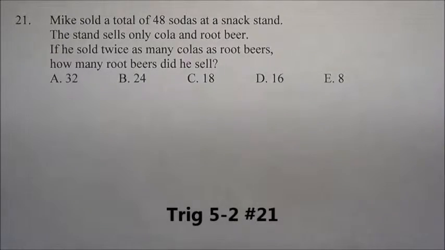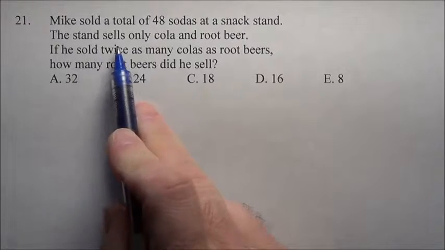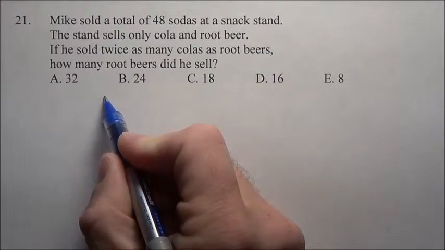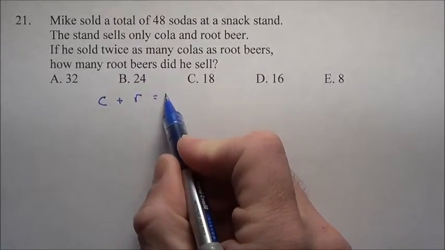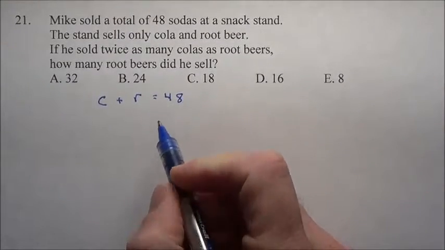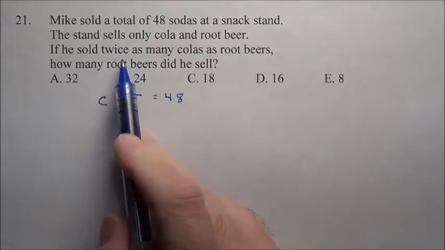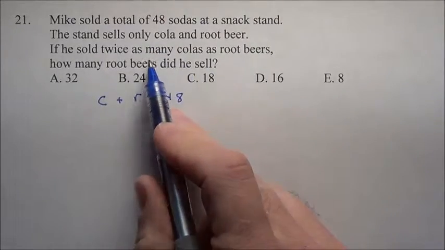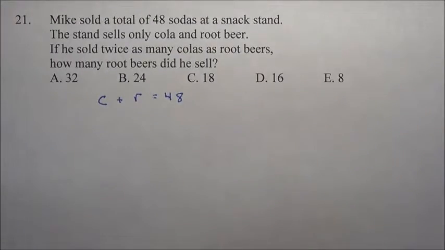Here's problem 21. It says Mike sold a total of 48 sodas at the snack stand. The stand sells only cola and root beer. So I know the number of colas plus the number of root beers sold adds up to 48. So maybe he sold 20 and 28. I don't know. He sold twice as many colas as root beers. So there's twice as many colas sold as root beers.